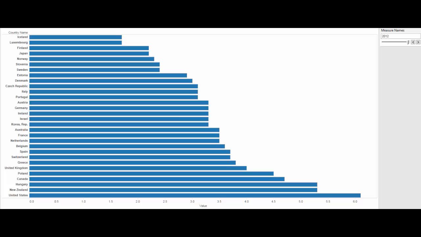Using data I obtained from the World Bank for 2012, this bar graph shows the infant mortality rates for 30 of the 34 countries in the Organization for Economic Cooperation and Development, or the OECD. As you can see, the United States is in last place with 6.1, and countries like Israel, Korea, Switzerland, Greece, all of these countries are doing much better than us with regards to infant mortality.